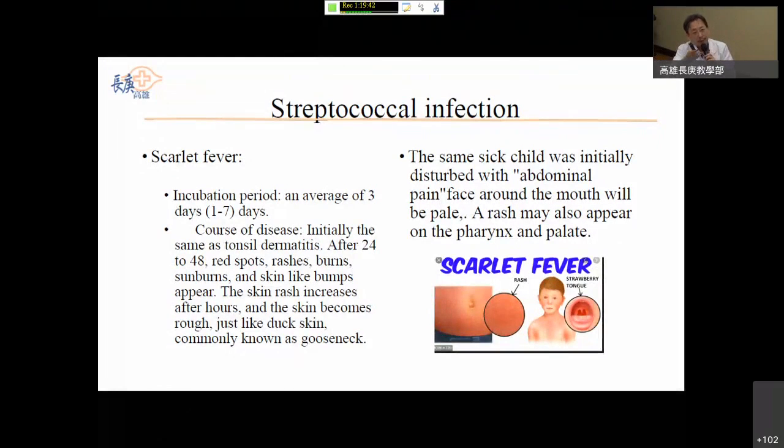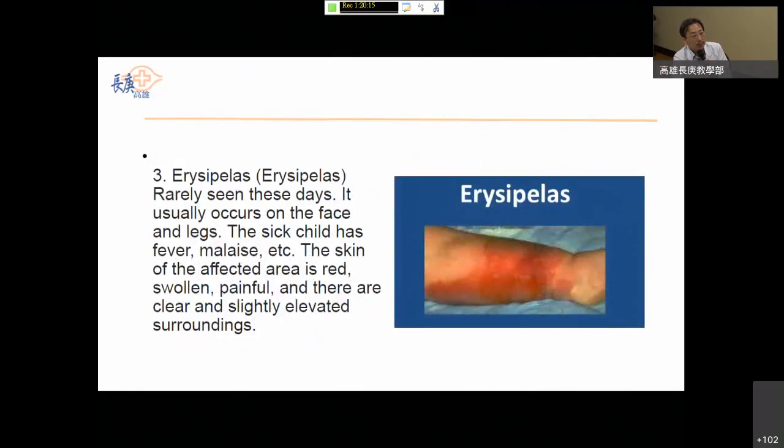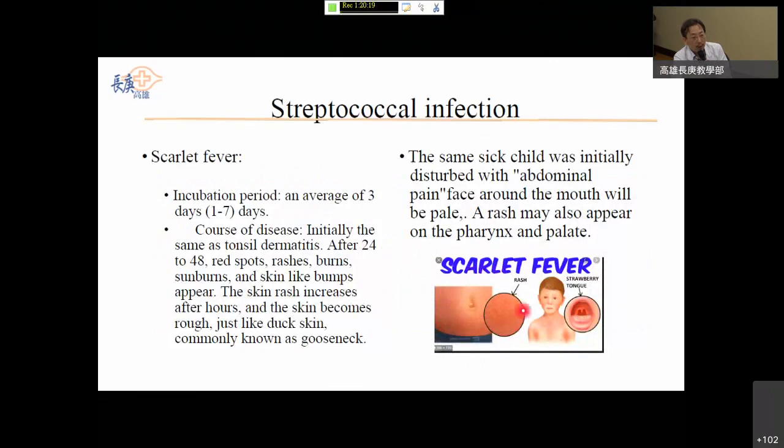Okay, for a streptococcal infection, the first to keep in mind is scarlet fever. Scarlet fever is a disease caused by streptococcal infection. Initially, it presents as tonsillitis or dermatitis. After 24 to 48 hours, red spots will appear, and the skin tends to look like sunburn-like redness. After it becomes red, the skin rash will increase over hours.